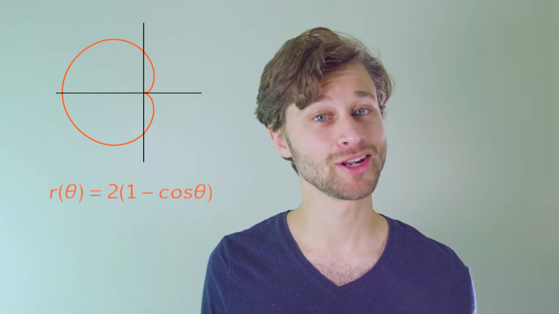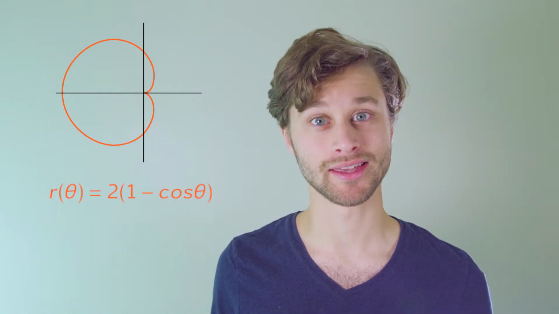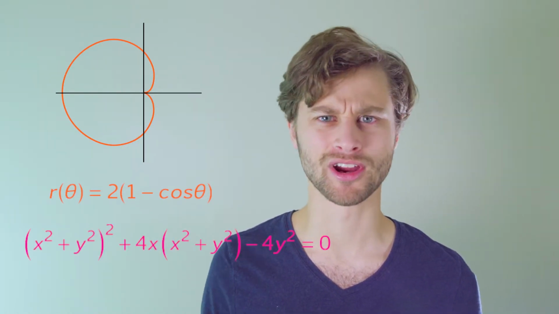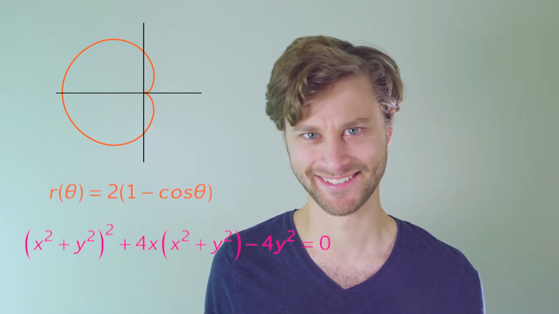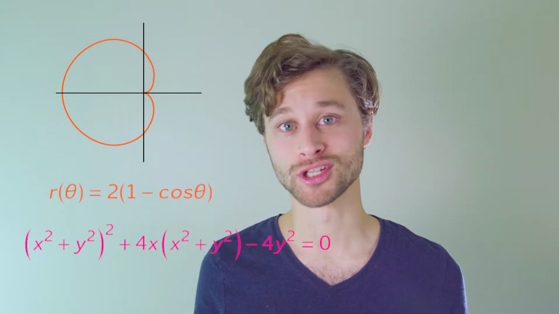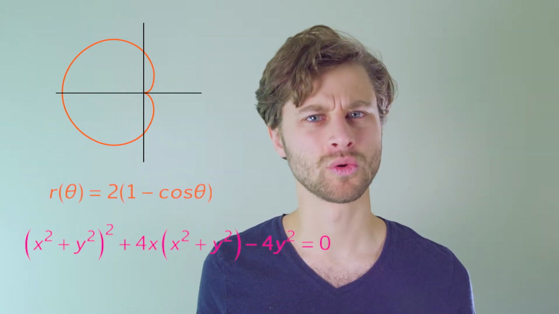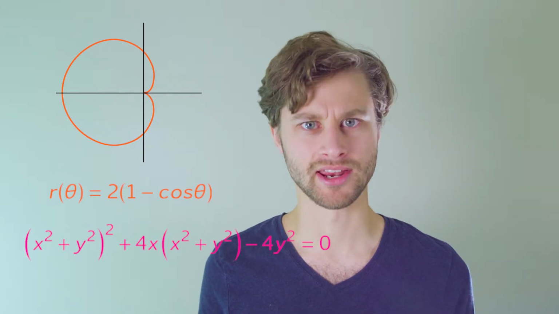Beyond circles, things like spirals or cardioids are more elegantly described using polar coordinates than they are using Cartesian coordinates. Take this cardioid, for example. In polar coordinates, it looks like this, but in Cartesian coordinates, it looks like this, which is a lot more complicated and not as fun. But so many of us use Cartesian coordinates so often that working in polar coordinates can be a bit strange.